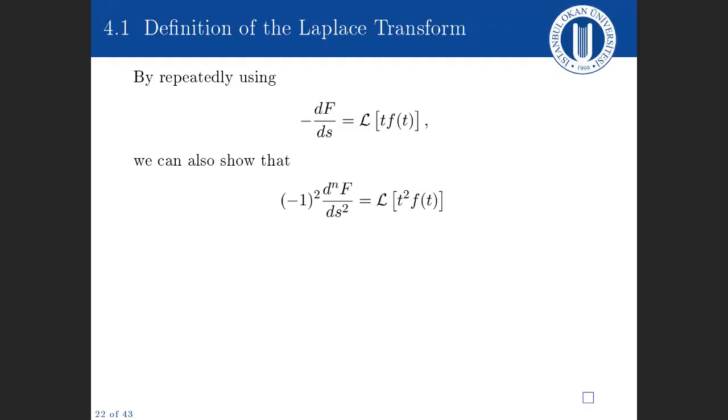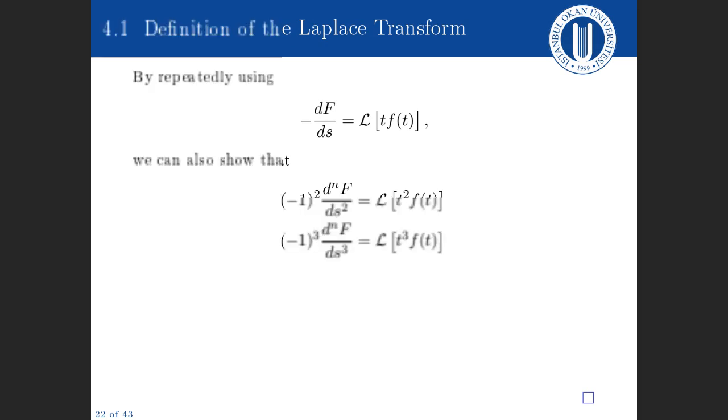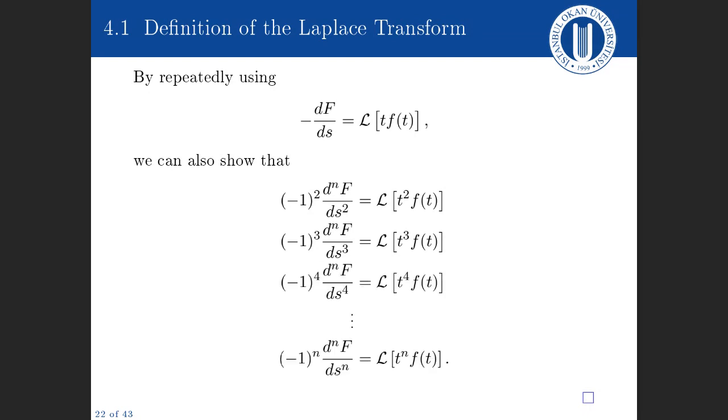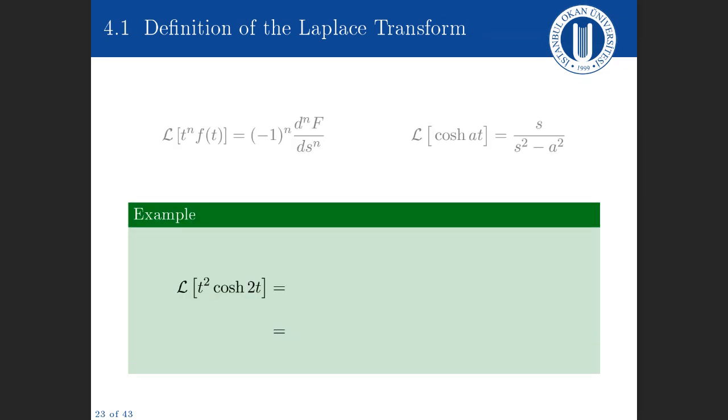If we use this formula 2 times, we could also prove that the formula is true for n equal to 2. And then if that's true, we can use the formula again. It must be true for n equal to 3, for n equal to 4, or for any n. I'm going to skip the details here. Okay, so now we have this formula. We can use it to calculate the Laplace transform of t squared cosh 2t.